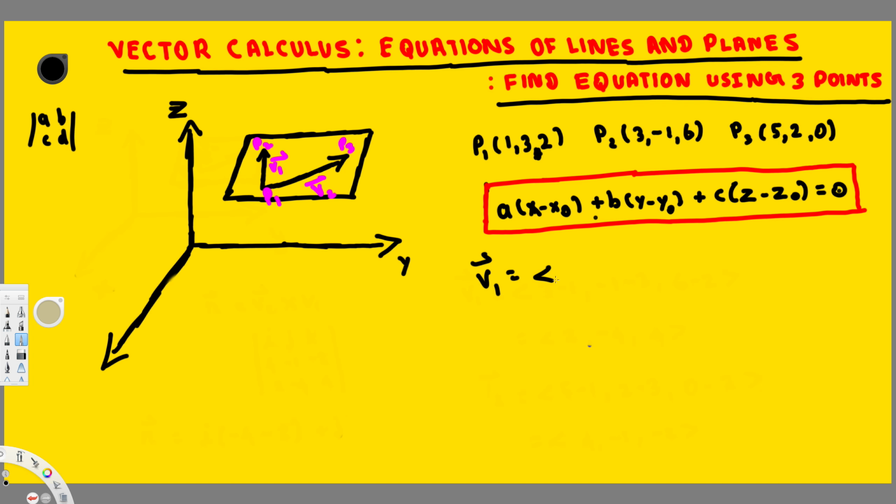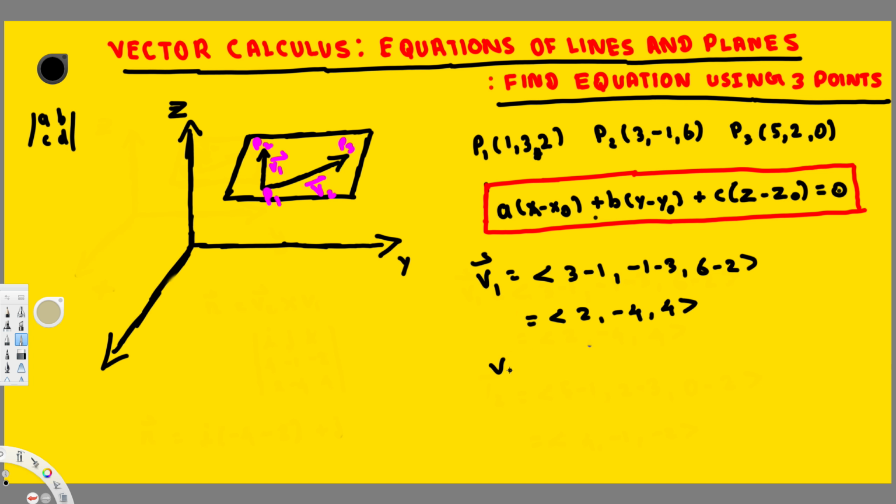So that's going to give us 3 minus 1, and the next one is going to be minus 1. We are subtracting the like terms, x with x, y with y, and z with z, right? So 3 minus 1, and the next one is going to be minus 1 minus 3, and the third one is going to be 6 minus 2, right? If you simplify this one, you will end up with 2 and then negative 4, and the third one is going to be 4.